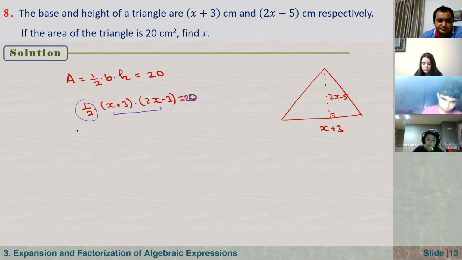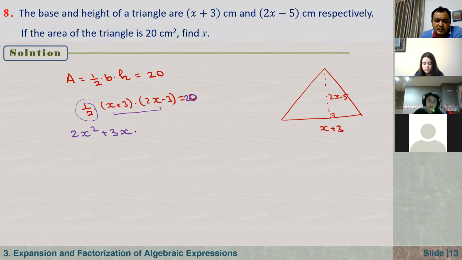X times 2x, 2x squared, x times negative 3, negative 3x, plus 3 times 2x, it is 6x. So here we have plus 3x, because negative 3x plus 6x is 3x. 3 times negative 3, it is negative 9. And on the right hand side, we have multiplied already by 2, so here we have 40. Or here we have 2x squared plus 3x minus 49, that's equal to 0.